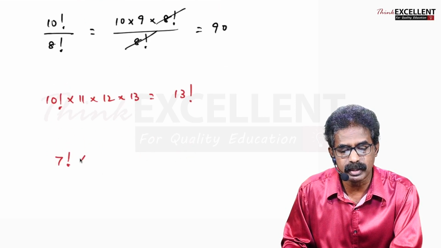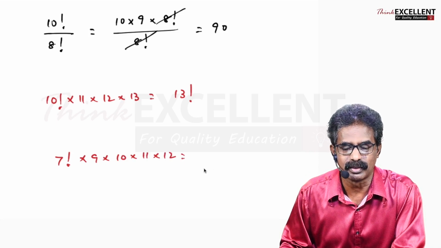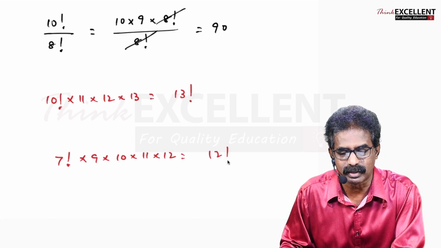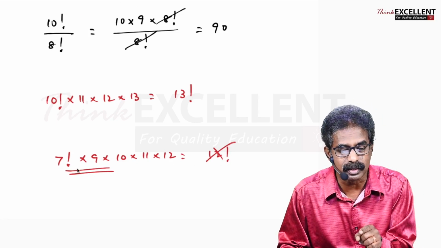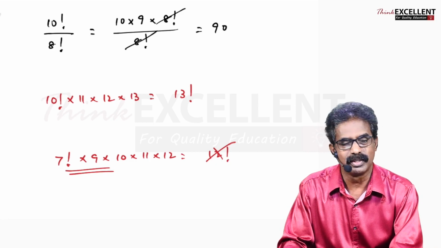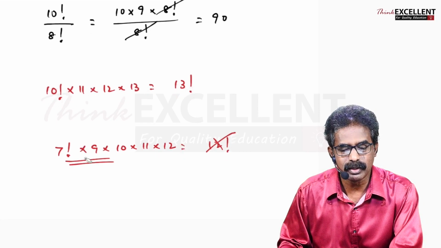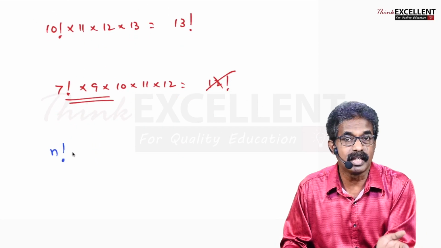Suppose 7 factorial into 9 into 10 into 11 into 12. What is your answer? Some of you are telling it is 12 factorial, right? No, it is not 12 factorial. Why? There is no continuity. After 7 factorial, you should get what? 8. 8 is missing. Then you write 12 factorial by 8 you can write. Okay? Okay, good.